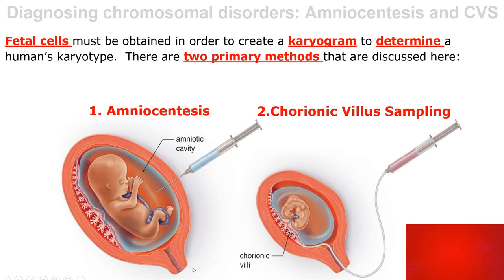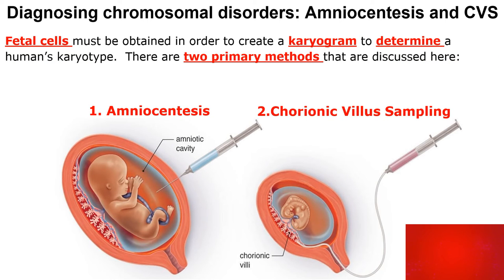Okay, so how do we diagnose these in the first place? There's two main ways. The first is through amniocentesis and chorionic villus sampling. Both of these involve obtaining fetal cells somehow before the baby is born in order to create that karyogram and determine the human's karyotype. So two methods of doing that.